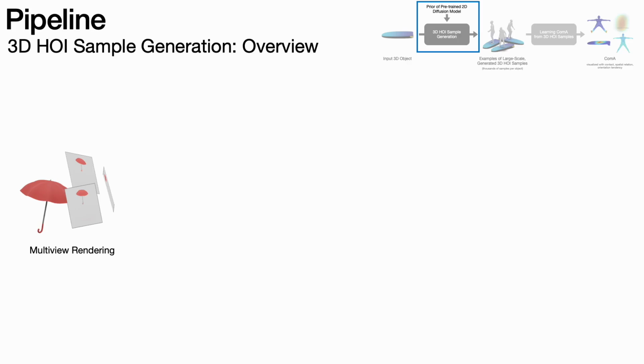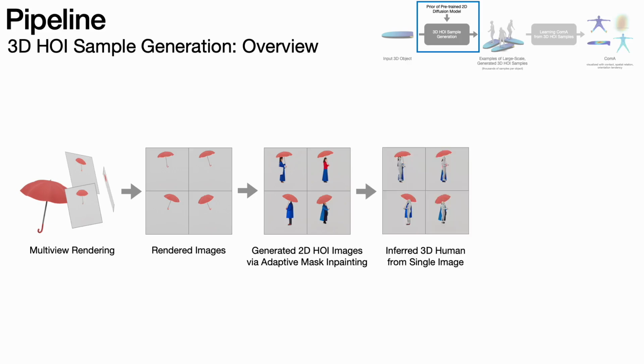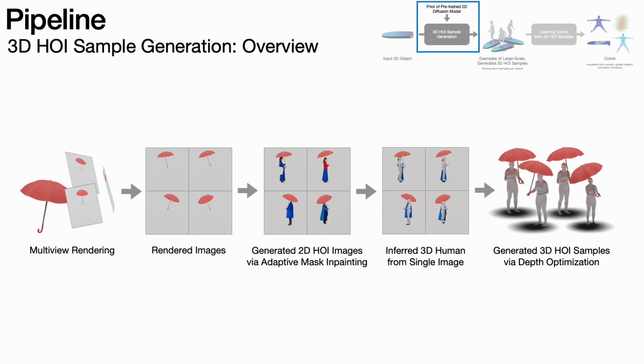Our 3D human-object interaction sample generation pipeline starts by rendering the 3D object into multi-view 2D renderings. Then, by leveraging a pre-trained 2D inpainting diffusion model with our adaptive mask inpainting algorithm, we insert humans interacting with an object in the image, generating 2D human-object interaction images. The method infers the human on the generated 2D images, and lifts it back into 3D, by resolving depth ambiguity with our depth optimization pipeline, resulting in the 3D human-object interaction samples.